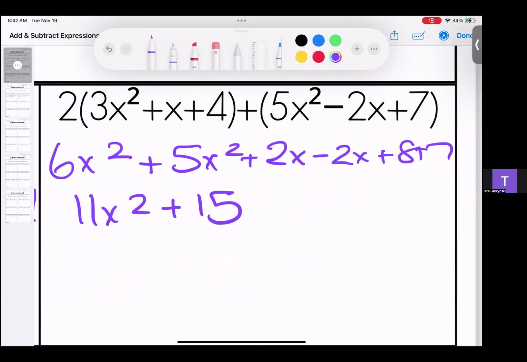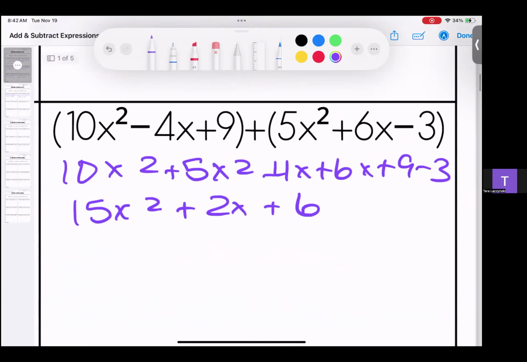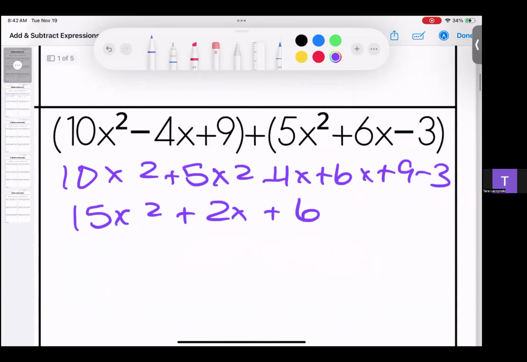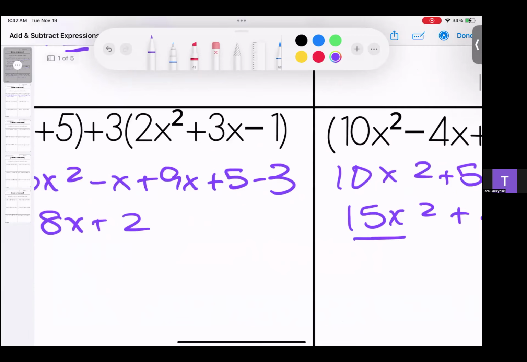Put like and like together. 6 and 5 is 11x squared. 2x minus 2x leaves no x's. You can leave that out. 8 plus 7 is 15. Over here, nothing in front, so 10x squared and 5x squared is 15x squared. 6x and negative 4x is 2x, subtract because they're different. And then 9 minus 3 is 6.